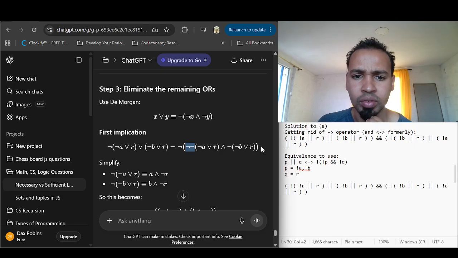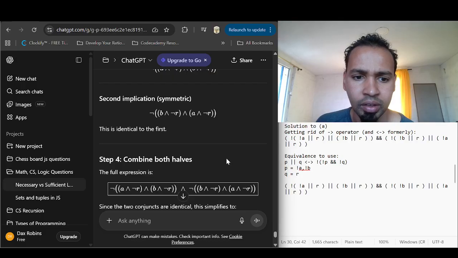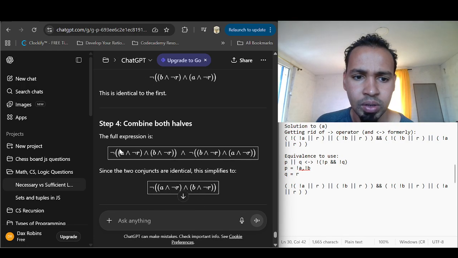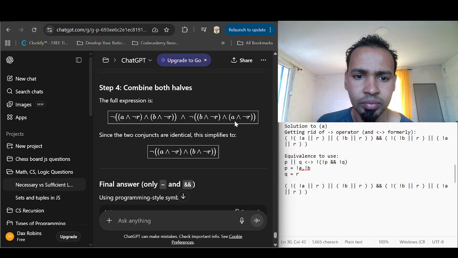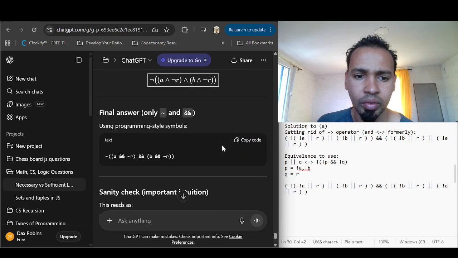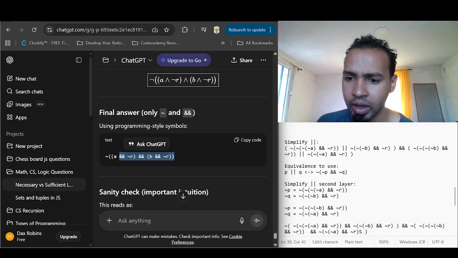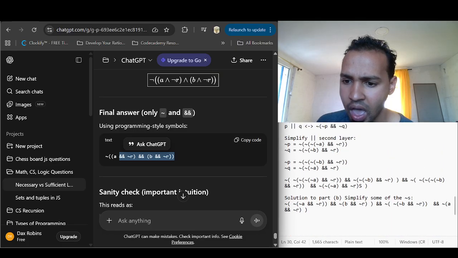I think this is wrong. This statement here, I believe, is wrong, actually. I think ChatGPT made a mistake. Okay, well, here's the full expression using only and statements. Huh, so it's actually a more simplified response than what we had. I think the ands do cancel out.